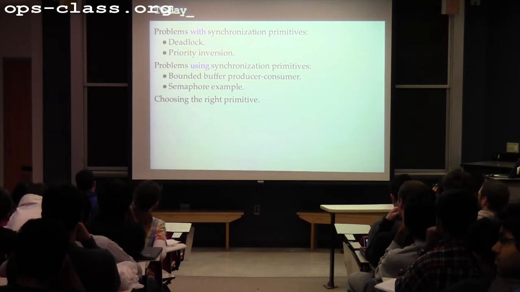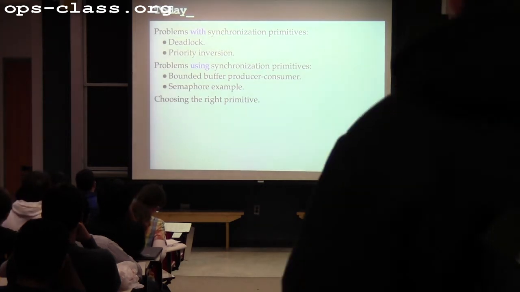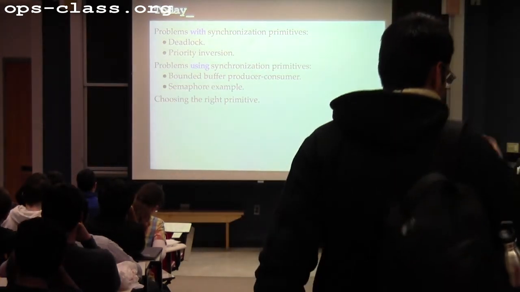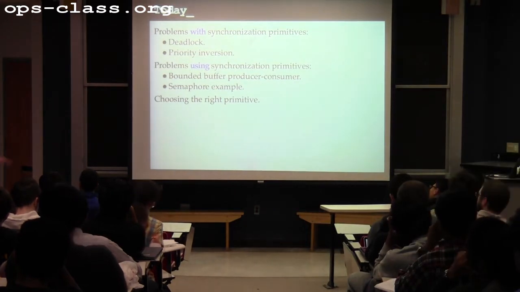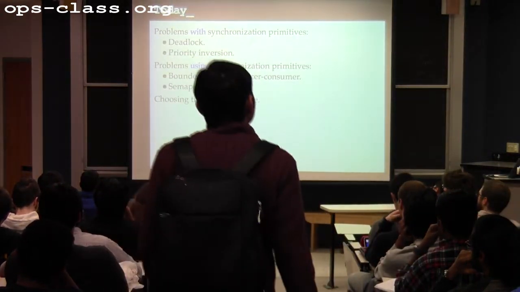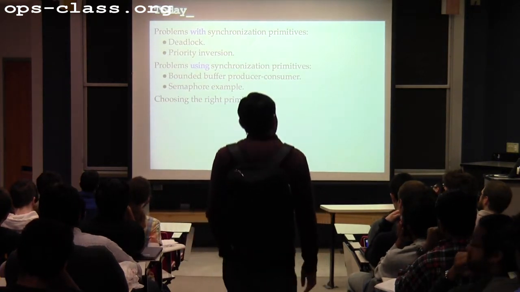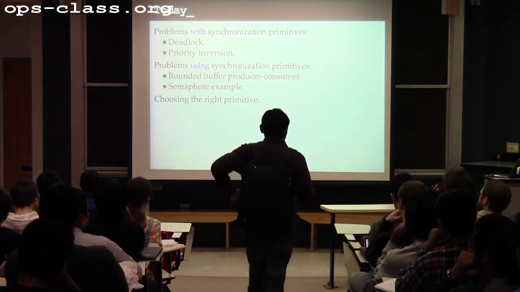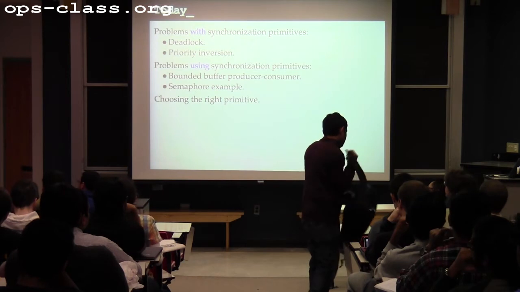One of them will be this bounded buffer producer consumer that we've been conceptualizing but haven't really looked at code for. And then I'll do a couple of quick examples with semaphores just to give you some sense of when semaphores could potentially be useful. And then finally, there'll be a little bit more advice at the end of class about how to choose the right synchronization primitive.